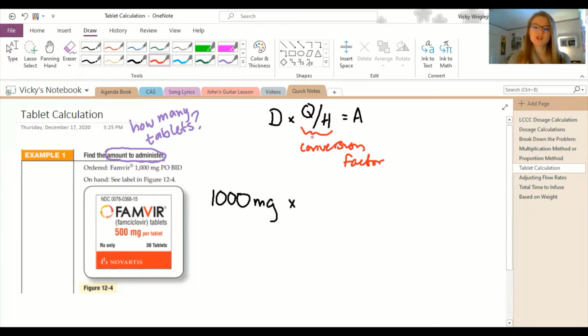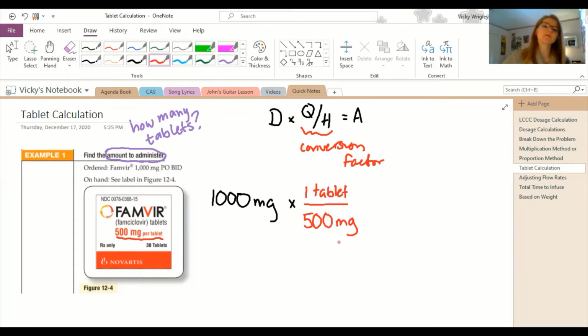What's the relationship? How can I get from milligrams to tablets? What's the relationship between milligrams and tablets that I have? Well, Famvir here on the label tells us that there's 500 milligrams per every tablet. So the vehicle, how is the drug going to get into the patient? Tablets. That goes on top. 1 tablet over 500 milligrams, dose on hand. For every tablet, 500 milligrams.